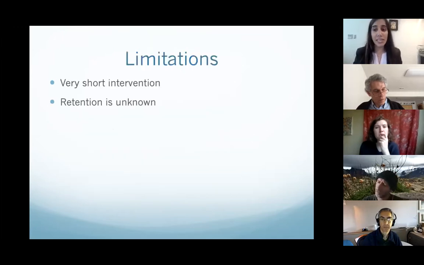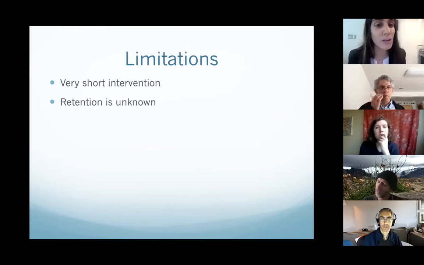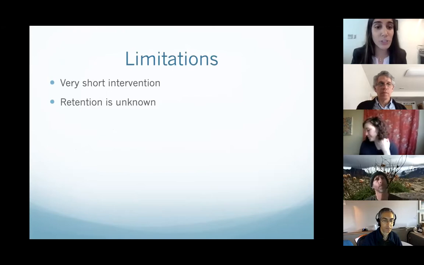And obviously, like any study, there are limitations. One of the limitations is this is a very short intervention. It is not very long. So that is a limitation. Another big limitation is retention is not known. We did not check if after some months they've still retained the material that they had gained earlier. So we don't know how long they would have retained the material.